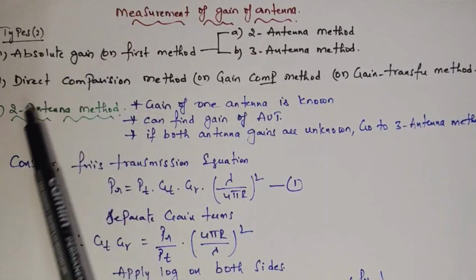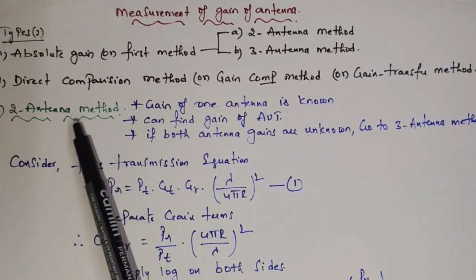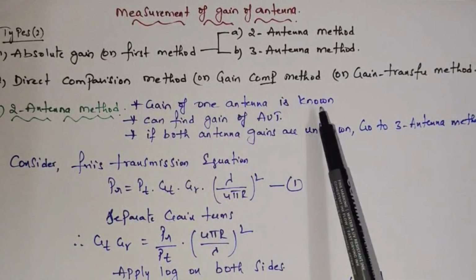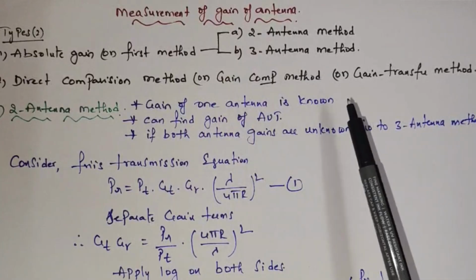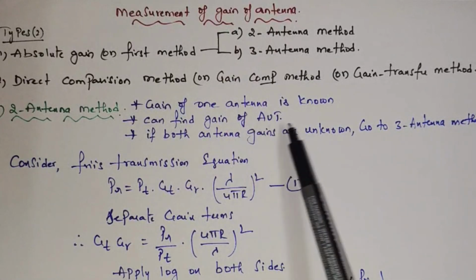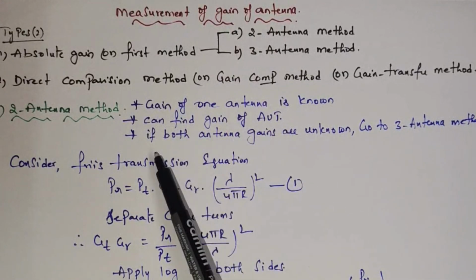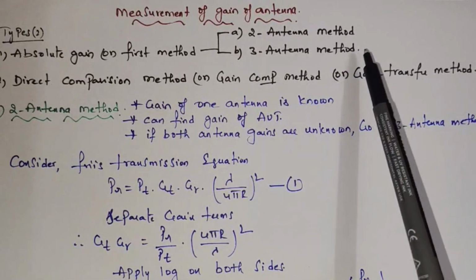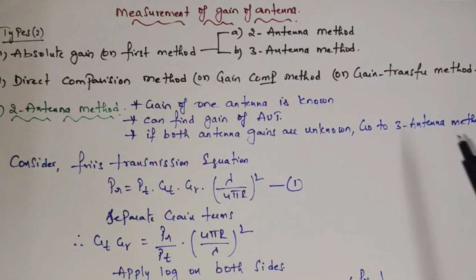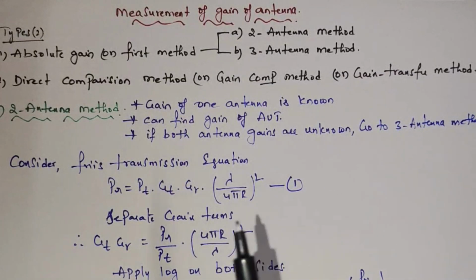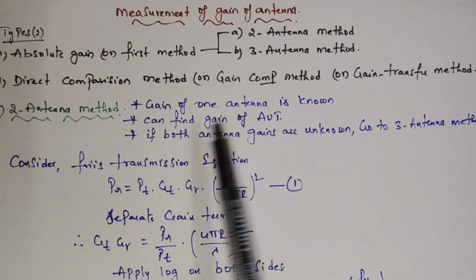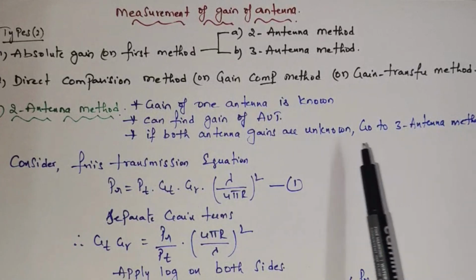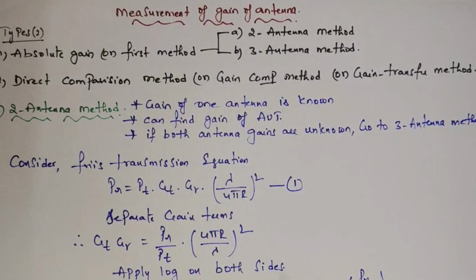First is the absolute gain two antenna method. In this, the gain of one antenna is known to us. We will be finding the gain of AUT, antenna under test. If both antenna gains are unknown, we need to go to the three antenna method. After explanation of this, we will go to the three antenna method. If at least one antenna gain is known, then we can prefer the two antenna method. If both antenna gains are unknown, then we will go to the three antenna method.